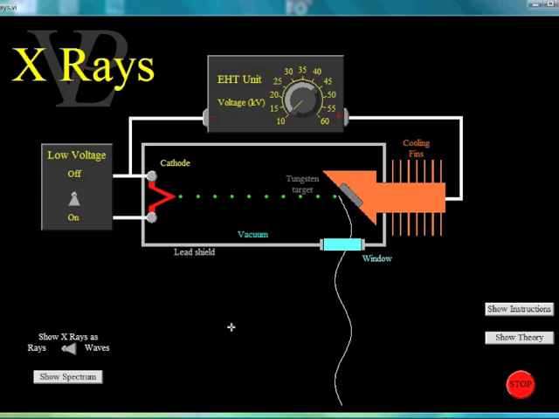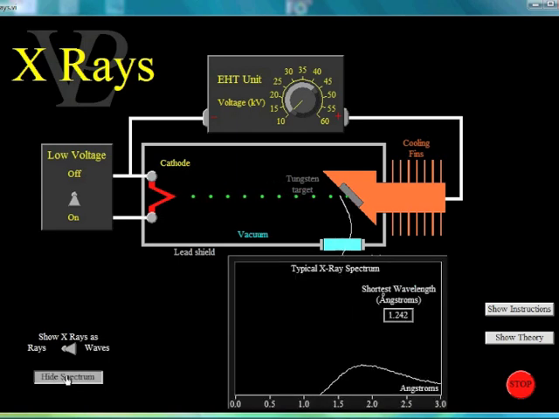So we do that by going down to this left corner here, and we click on Show Spectrum. And as you can see, instead of just one wavelength of X-rays being produced at this voltage, in fact, there is a spectrum of wavelengths being produced. And the students can see what happens to that spectrum as we change the voltage. So let's do that now.